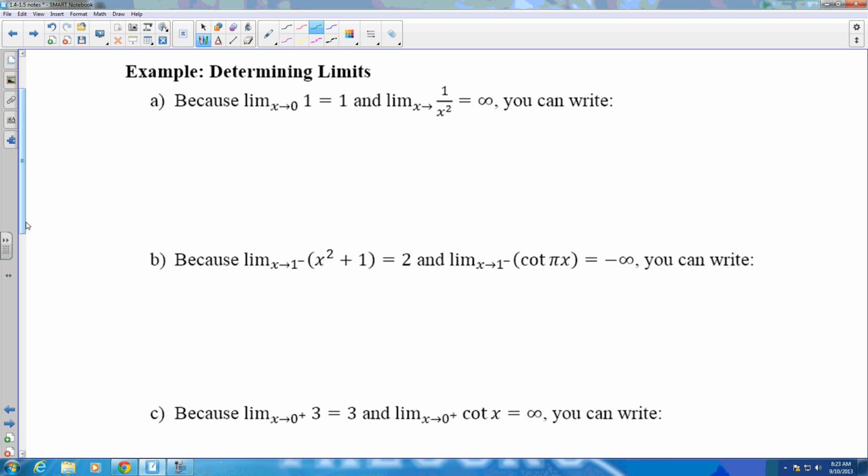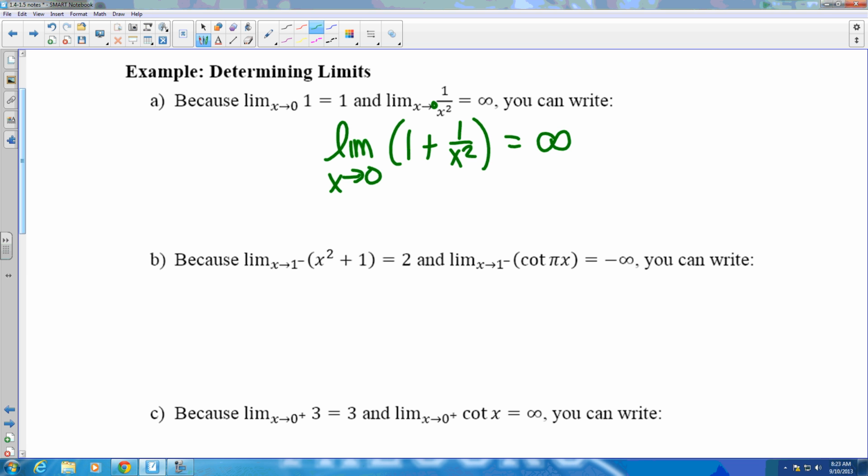Okay, now I know these are not phrased well, and they're not actually asking a question, but I'm just illustrating those properties we just learned. If we know that the limit as x approaches 0 of 1 is 1, and the limit as x approaches 0 of 1 over x squared is infinity, if we add them together, we would get infinity.